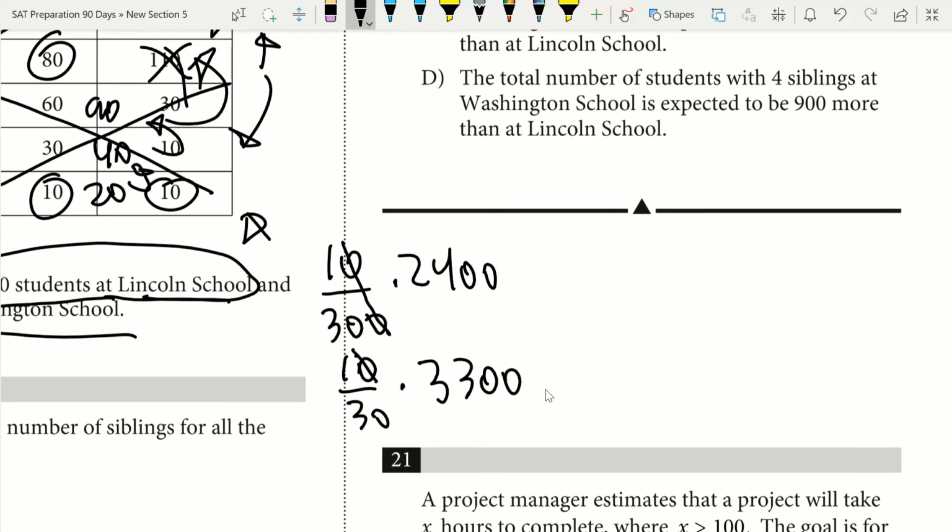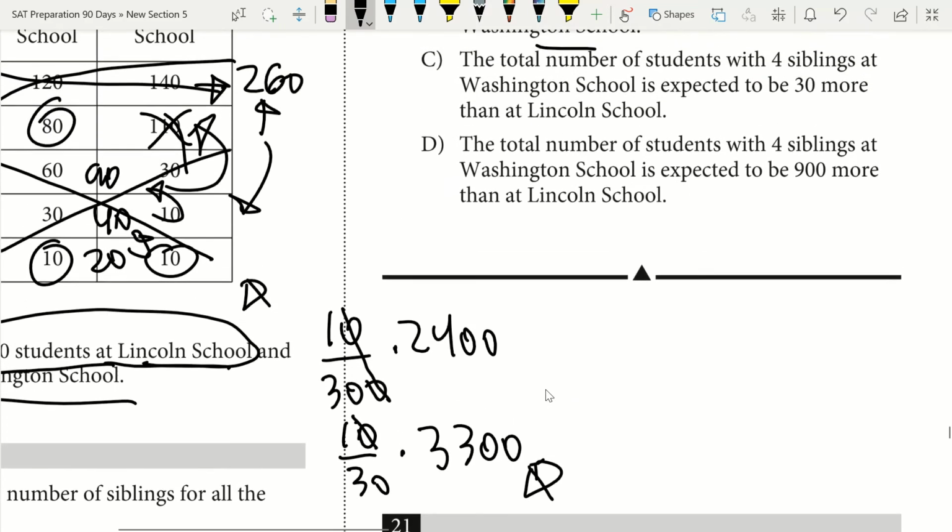of those with four siblings. So since they have the same ratio, we know that the one with more people in it is going to have more of those students. Okay, so let's go ahead and take a look.